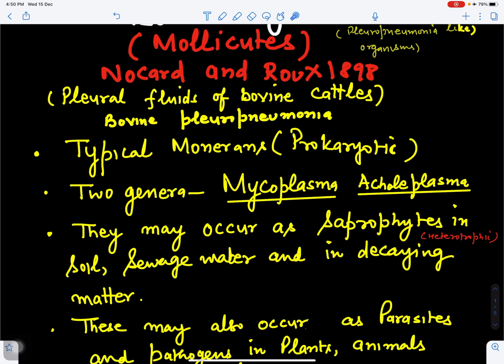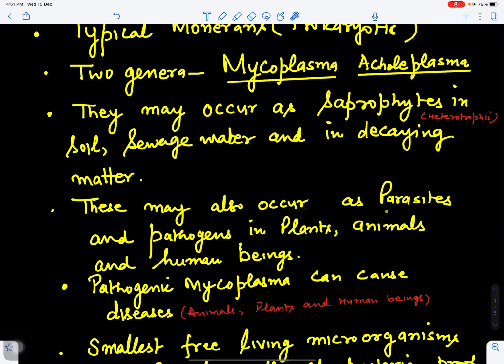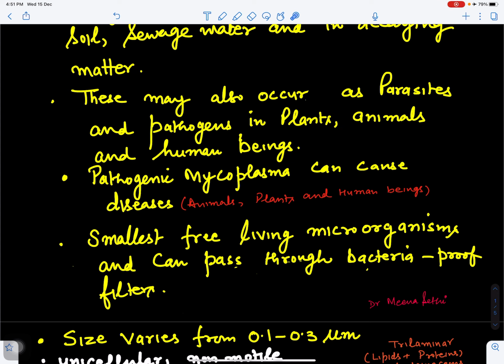Now, they usually grow as saprophytes because they are heterotrophic in mode of nourishment and cannot make their own food. So, they can be found in the soil or in sewage water, because sewage water is filled with organic and inorganic substances, so they can easily grow there. Where matter is decaying, they can feed on that matter. They can also grow on living organisms as parasites. And sometimes when they grow as parasites, they may occur as pathogens, meaning they can cause diseases. They can be found in plants, animals, and human beings, and when pathogenic they can cause diseases in all of them.